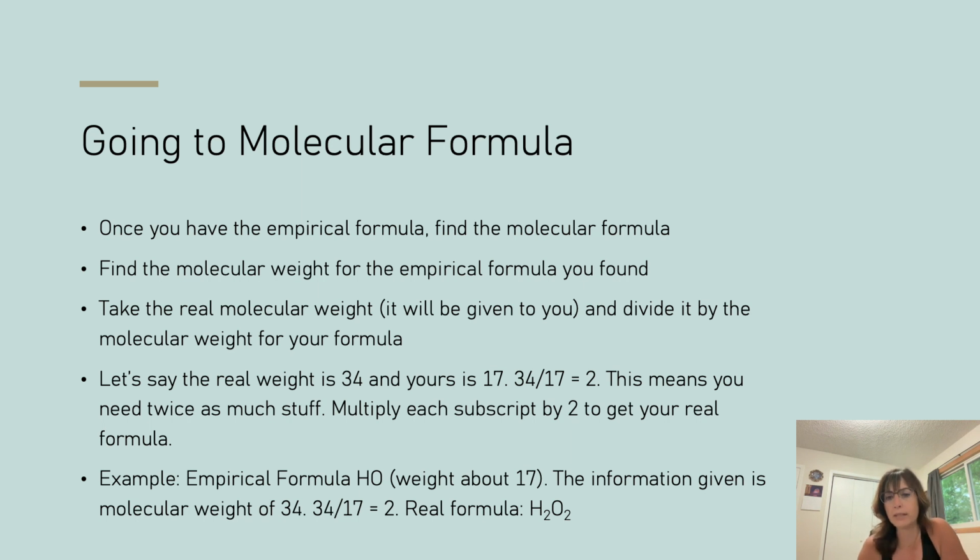So let's say, for example, the real weight is 34, your formula is only 17. Well, 34 divided by 17 is 2. That means you need twice as much stuff. So all you have to do is multiply all of your subscripts by 2. And this is actually the case with hydrogen peroxide. The empirical formula is HO, and the weight's about 17. The information given is going to tell you that the real formula is 34. Well, 34 divided by 17 is 2. So you take the 1s, which are the subscripts for H and O, multiply by 2, and you get H2O2. It's really that easy.